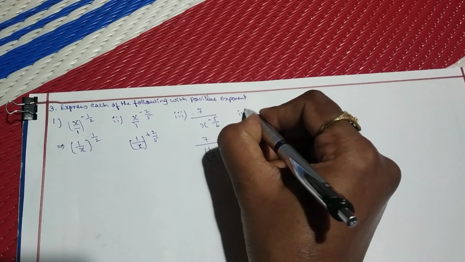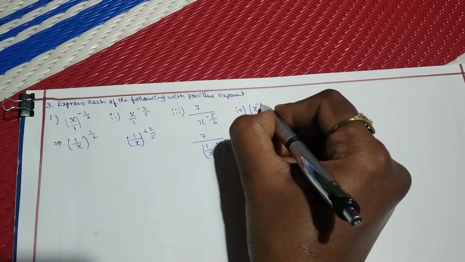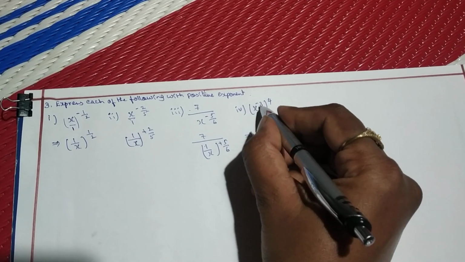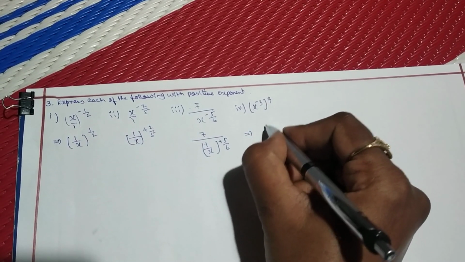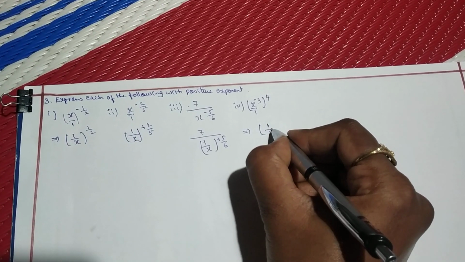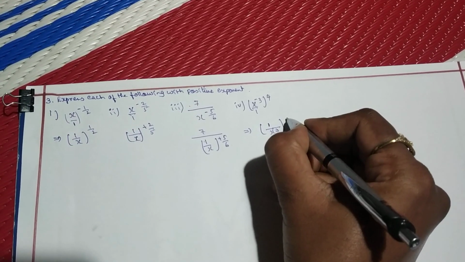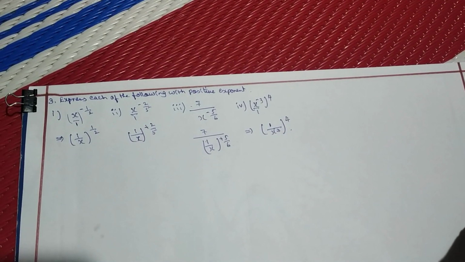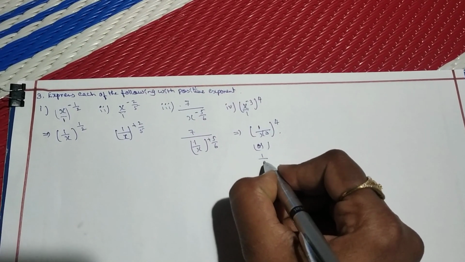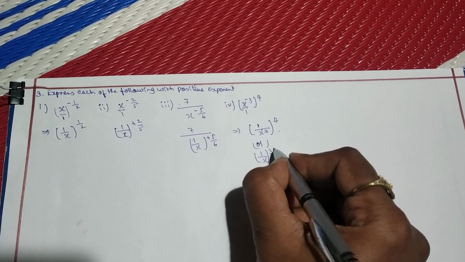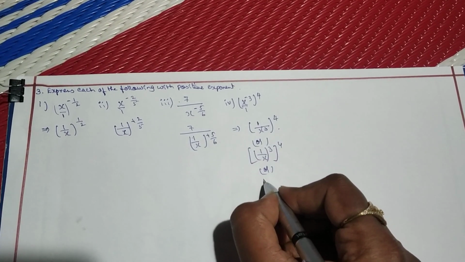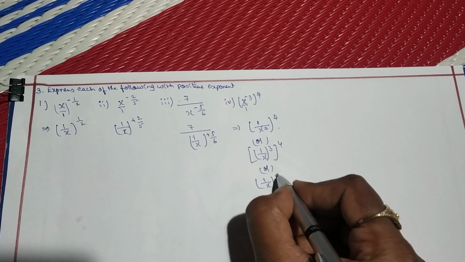Then fourth one, x to the power of minus 3 whole to the power of 4. Then x to the power of minus 3 can be written as, x can be written as x by 1. Then 1 by x to the power of 3 whole to the power of 4. Or you can even write it as 1 by x whole to the power of 12 also.